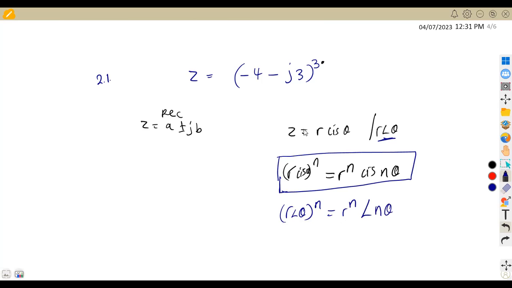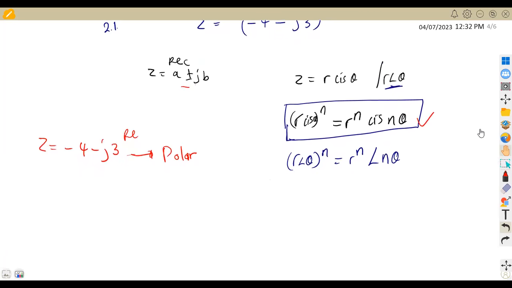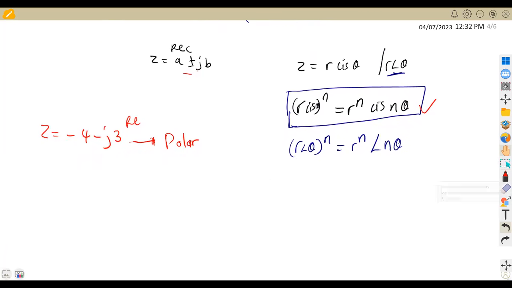So we are supposed to convert this to polar form, which you can first cross-check with your calculator. Our z, which is -4 minus j3, is in rectangular form. We are supposed to convert this to polar form first so that we can solve this way, then convert back to Cartesian or rectangular form. Before you convert, you can check your answers first on your calculator.